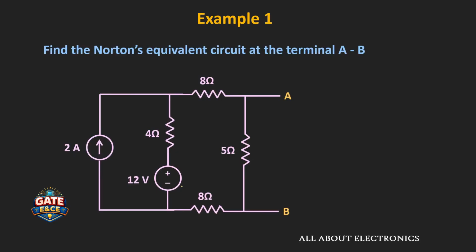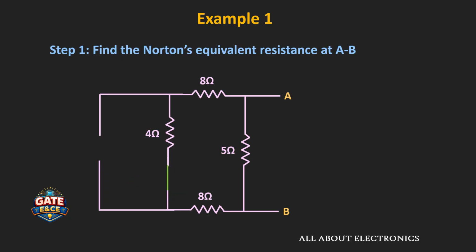So in the first example, we have been asked to find the Norton's equivalent circuit across these two terminals A and B. And for that, first of all let us find the equivalent resistance across these two terminals. And for that, let us consider all the independent sources as 0. So here, this 2 ampere current source will act as an open circuit, while the 12 volt voltage source will act as a short circuit. And considering this, now let us find the equivalent resistance which is seen through the terminals A and B.